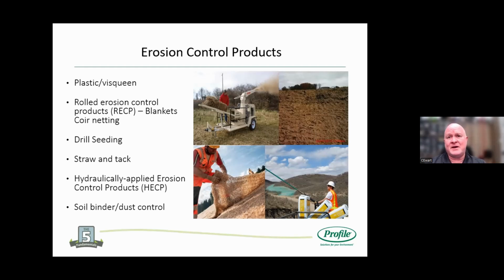You can drill seed. That's often used for a lot of solar projects we see these days, where it's fairly flat, easy access, and not too rocky. Straw and tack is a little bit more old school. That's in that top left picture. Still gets used a lot in the West, mainly due to the fact that straw is widely available, although we have seen seasons where it is not widely available and the price goes up. And then there's hydraulically applied. That's the bottom right, which you can see being spread out there. And then there's soil binders and dust control if you're just looking at temporary stabilization for wind erosion.